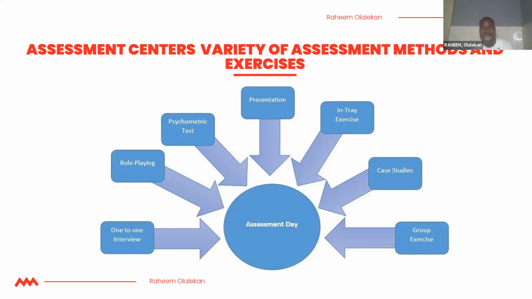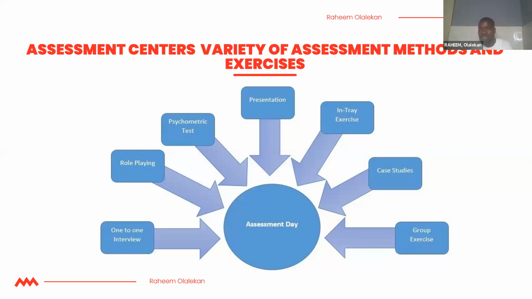In the presentation, you'll be asked questions by the assessors. In one-on-one, you'll be asked questions by the assessors. In role play, you won't be asked questions. You'll be given the role to play while the assessors observe what they are looking out for. In a psychometric test, you'll be asked questions. In in-tray, you'll not be asked questions.